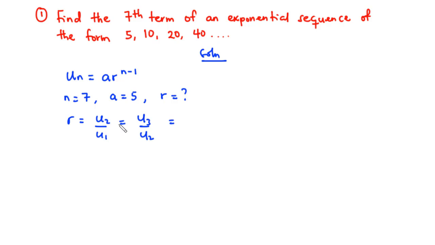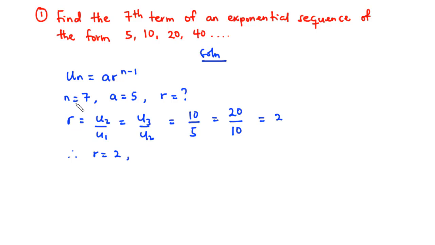So for u2 over u1, u2 is the second term, which is 10, and then u1 is the first term, which is 5. Now that should be equal to u3, that is 20, divided by u2, which is 10. 10 divided by 5 is 2. 20 divided by 10 is also 2. Therefore, the common ratio r is 2.